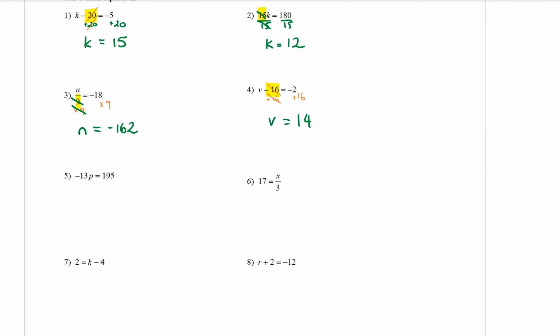Even for these one-step equations, I don't want to see anyone just writing down the answers. You need to show this working out right from the very start.